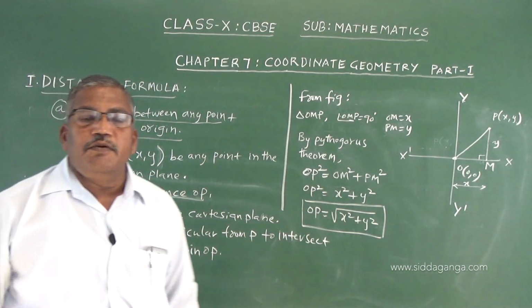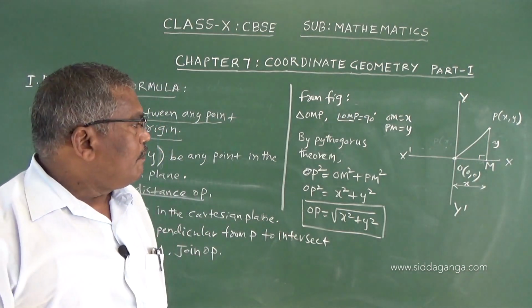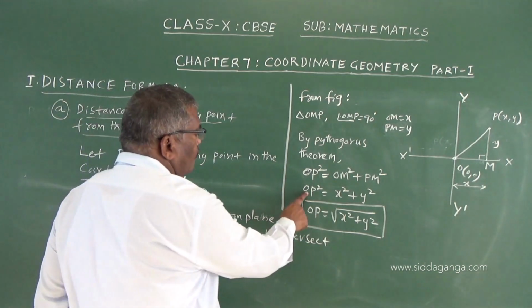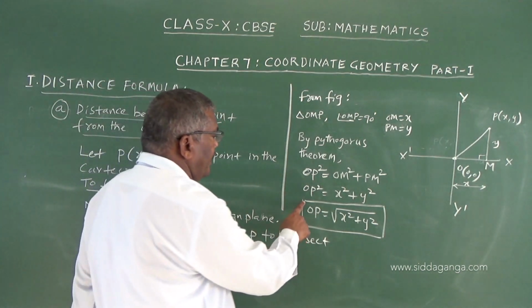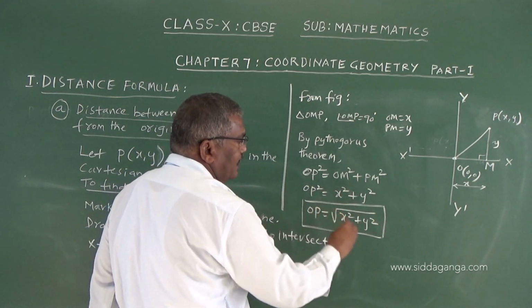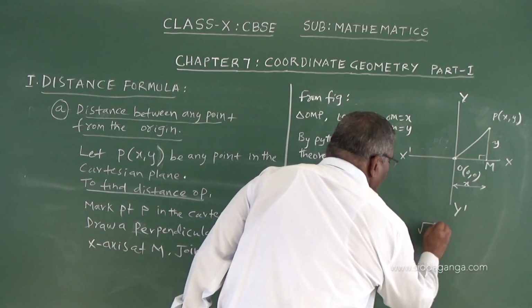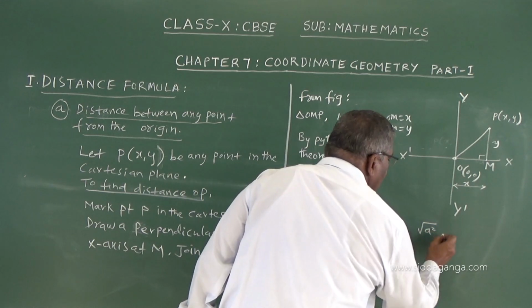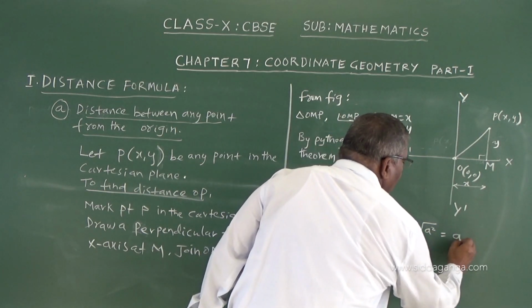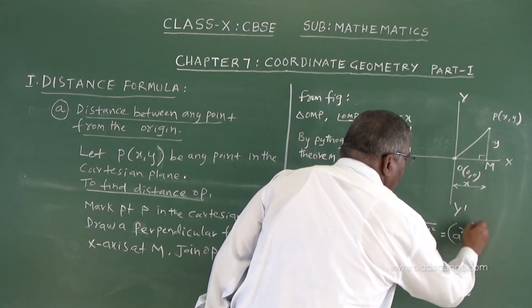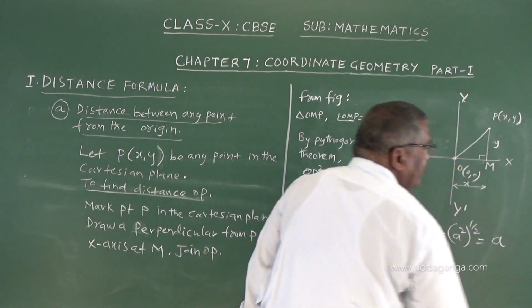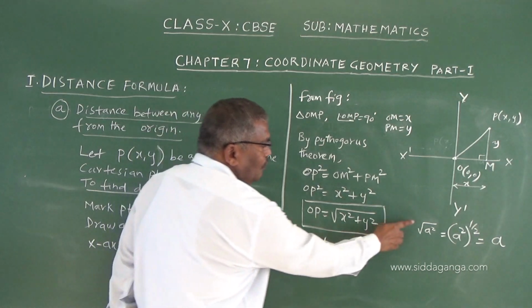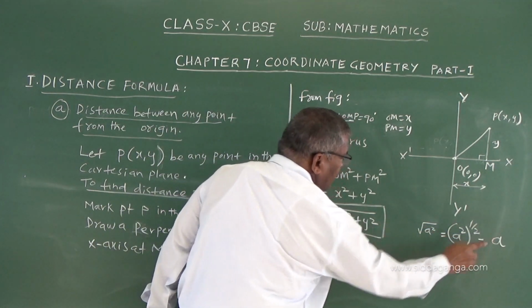The formula is given by x square plus y square. So from OP square, how did we get OP? We have taken square root on both sides. The square root of a square will be equal to a square whole raised to the power 1 by 2, so that is equal to a. So square root and square get cancelled, we will get a.